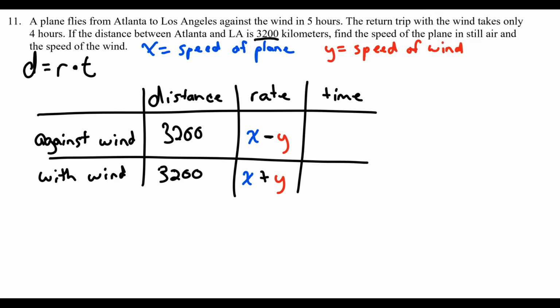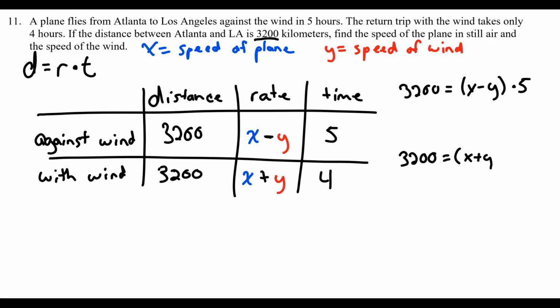The nice thing is we already know our time. So going against the wind, it took 5 hours. The speed with the wind took 4 hours. So we have our chart filled in. Remember this formula. Distance, 3,200, is equal to the rate, x minus y, times the time, 5, for our first equation. Second one is going to be 3,200 is equal to x plus y times 4.